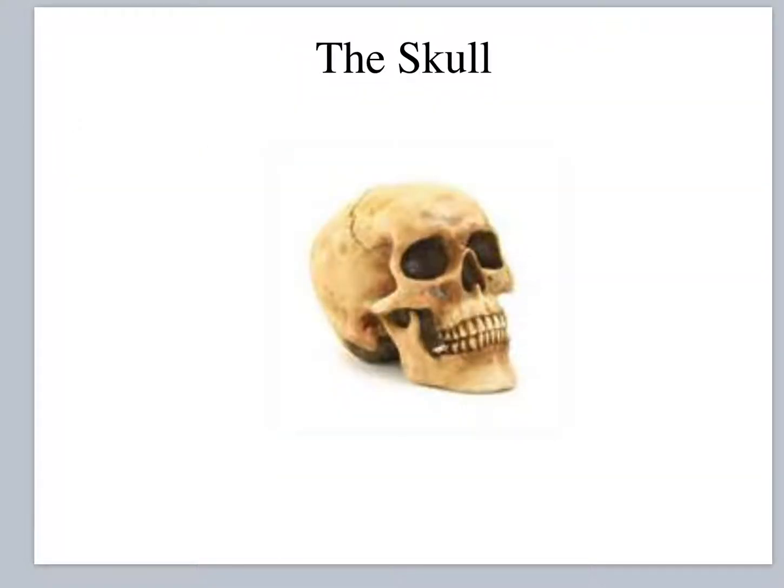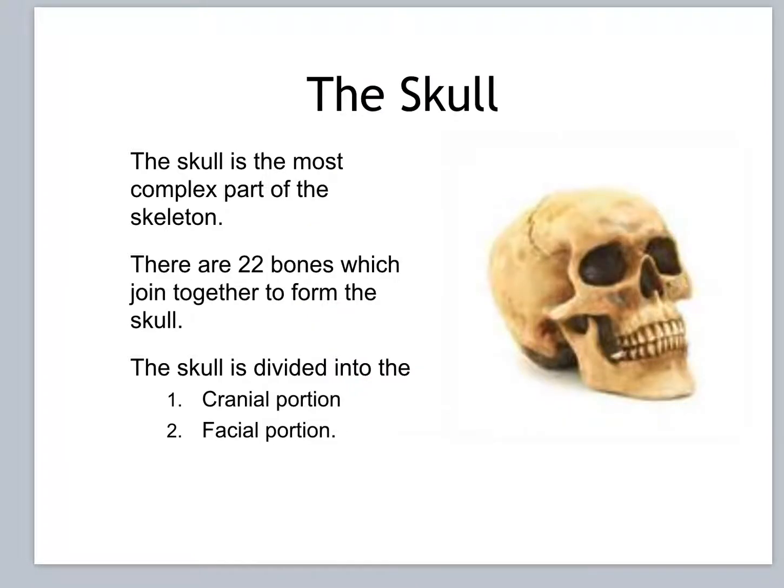We'll start out by discussing the skull. The skull is the most complicated part of the skeleton. The skull is not a single bone, but it's actually 22 bones joined together to form the skull. The skull is divided into two portions. There's a cranial portion and a facial portion.